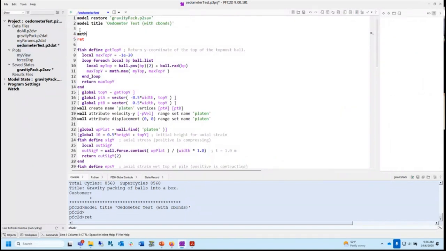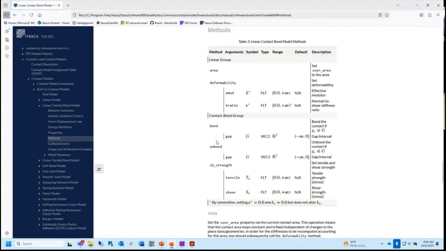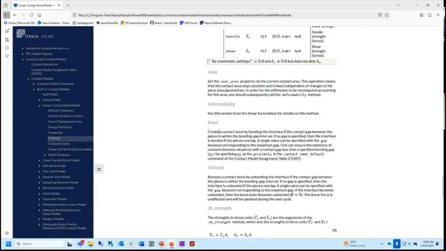We actually have something called a method. A method is a computer science term. It's like doing something to something, and there's a way to do it. We have a method that's going to be called bond. Let me see if I can remember the syntax. Every single contact model has methods, and here it is: bond. There's also an unbond. Bond creates a contact bond by bonding the interface.